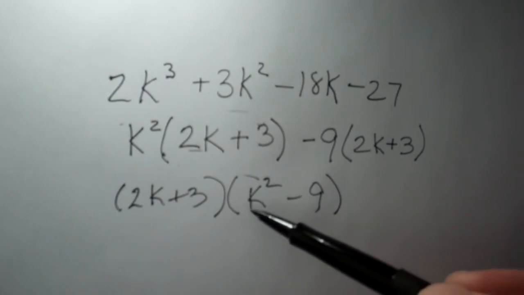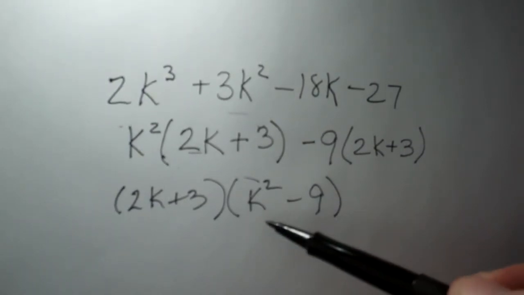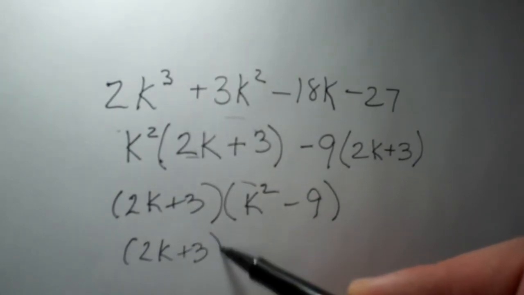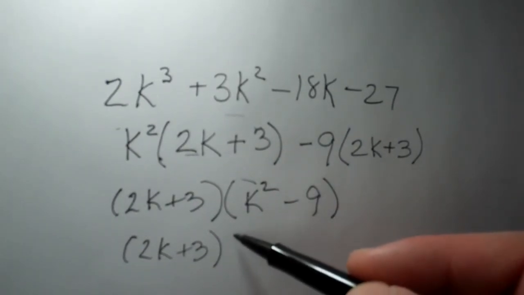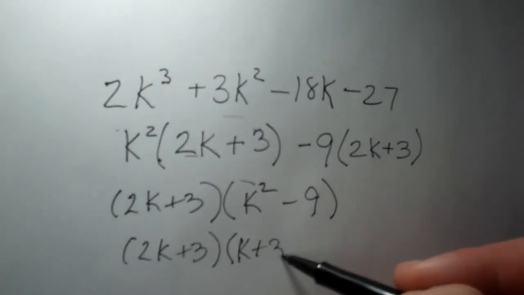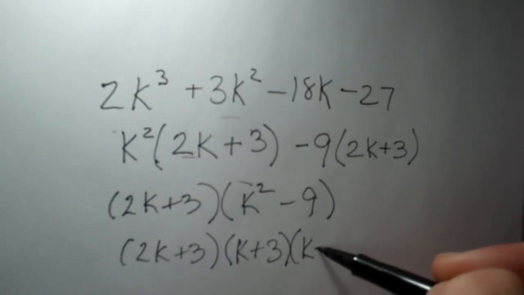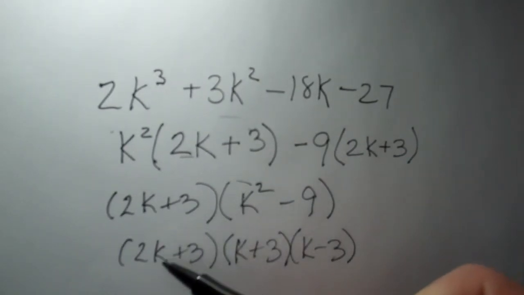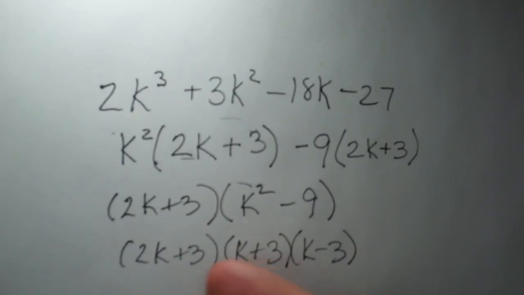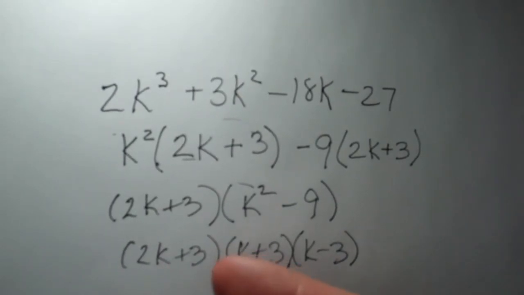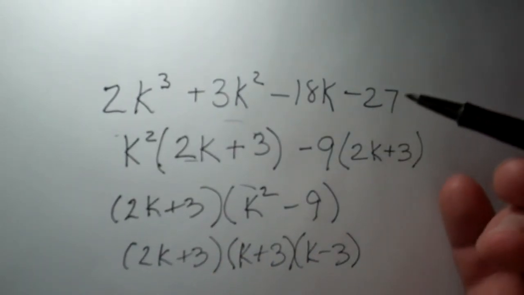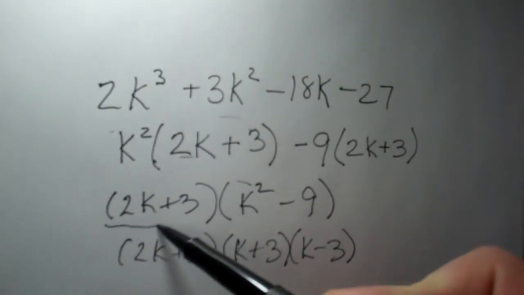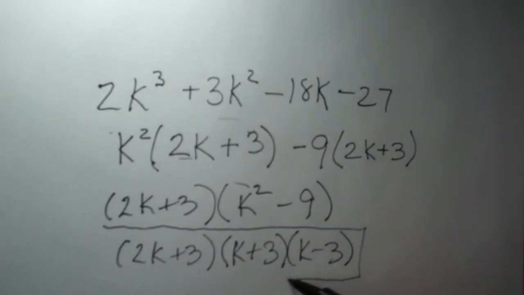We can continue factoring because this is a difference of perfect squares. So I'm going to bring down the 2k plus 3 and factor this difference of perfect squares into a k plus 3 and a k minus 3, like this. You can check your answer by multiplying together these two factors, getting a result. In fact, multiplying all of that times 2k plus 3, you should end up with what we had in the beginning. Here is the final factored result.